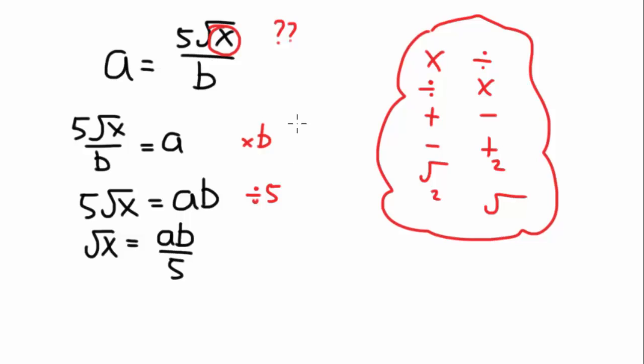And last but not least, it's the square root of x, so we need to square both sides. So you end up with x equals ab over 5, all squared. So just remember, do the opposite operations to undo what's currently been done to it. And that was question 5.